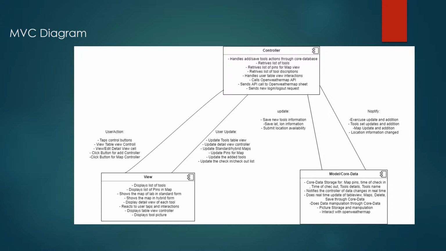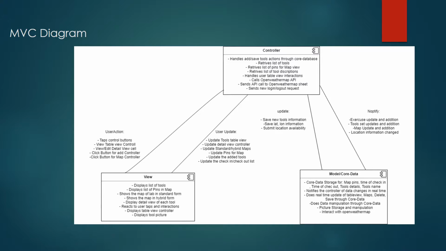So all the Core Data which is there is being retrieved from the controller, and things like the pin for maps are also being retrieved from the model. It also handles retrieving the description, and it handles the populating of the table view, which is again from the Core Data. The controller also calls the OpenWeatherMap API, and it also sends the API call.